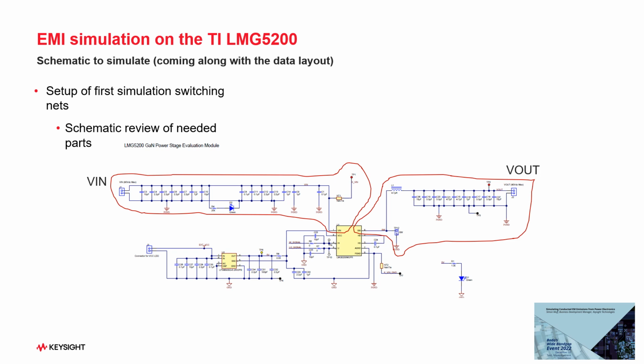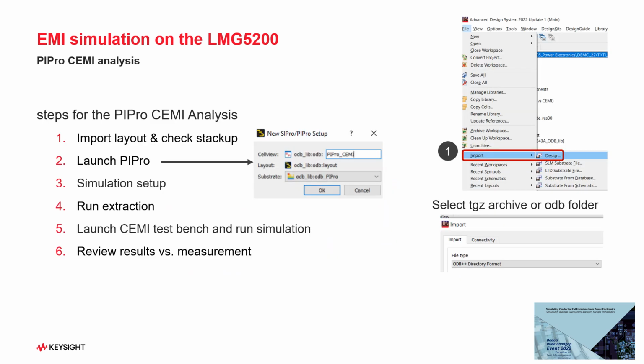This is from the schematic of the documentation of the LMG5200, the power stage, and we only take, as said, the input and the output stage respectively. So the flow is very, very easy. You launch PI Pro after you have imported the layout and checked the stack-up. We use ODB++ format, usually in directory format or in file format. That doesn't matter. We also support all other major vendors of PCB design data on the market.